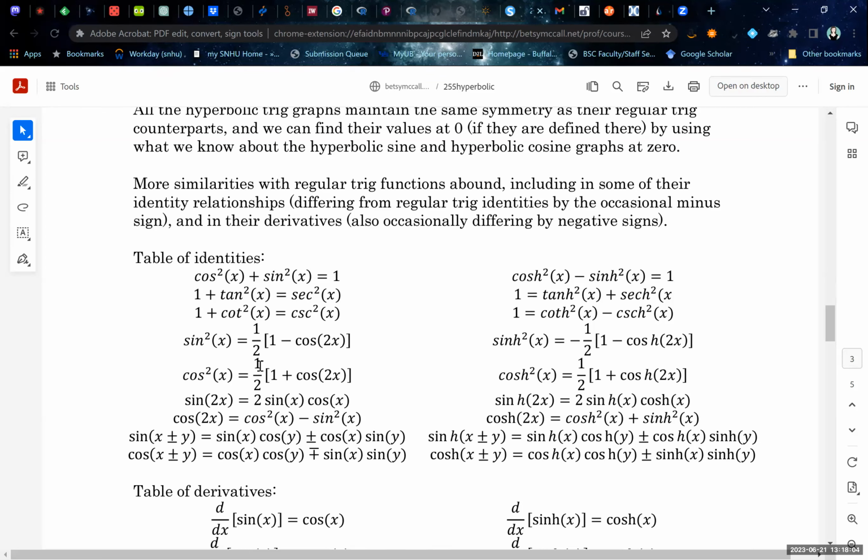And similarly, you have sine squared identities. In the regular trig world, it's 1 minus cosine 2x times a half. Same thing, but there's an extra minus sign. Cosine squared, again, same basic identity. All you really have to worry about in terms of flipping between the two systems is where the minus signs go. And sometimes they're identical. Sine of 2x is equal to 2 sine x cosine x, and hyperbolic sine of 2x is 2 sinh cosh. Again, same identities.